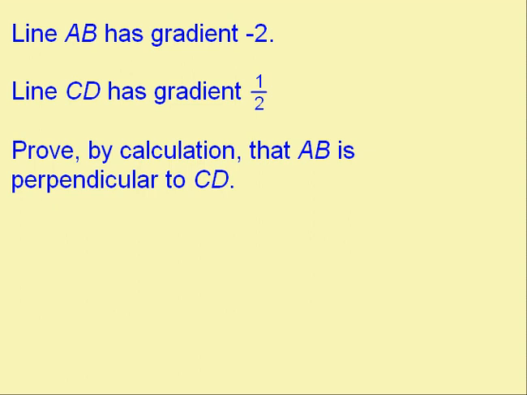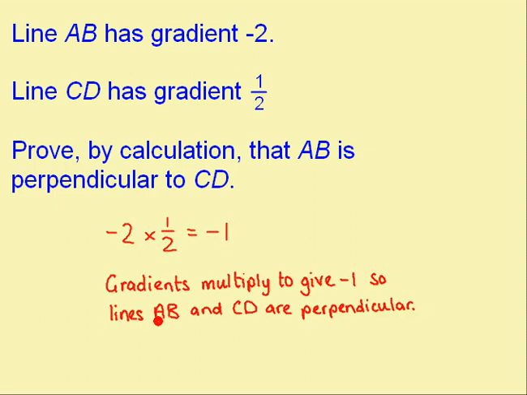To prove that the two lines are perpendicular, we multiply the gradients together, so that's minus 2 multiplied by a half. If it comes out to be minus 1, they're perpendicular, and it does. And we finish with a statement, saying that the gradients multiply to give minus 1, so the lines are perpendicular.